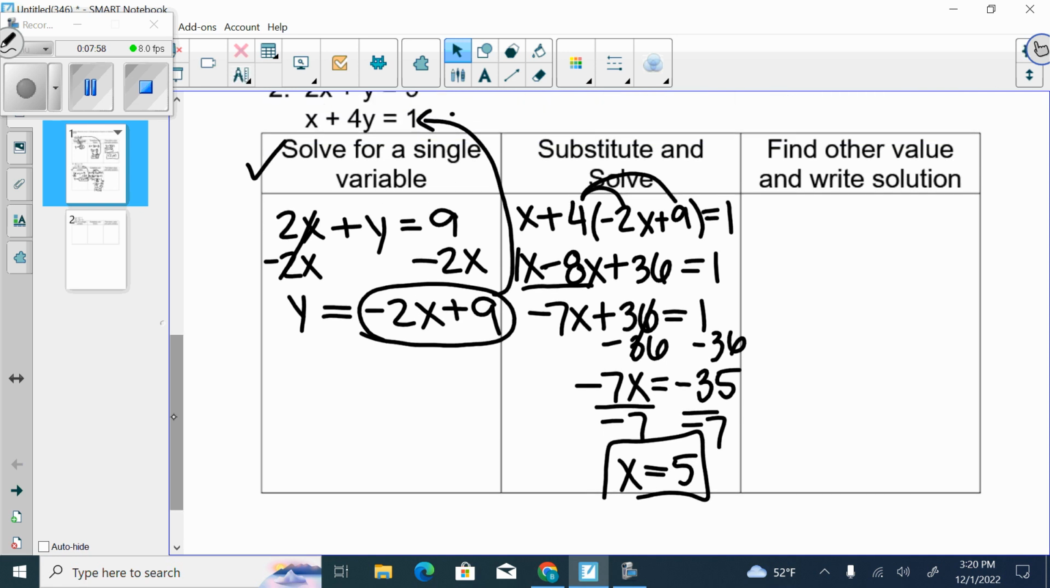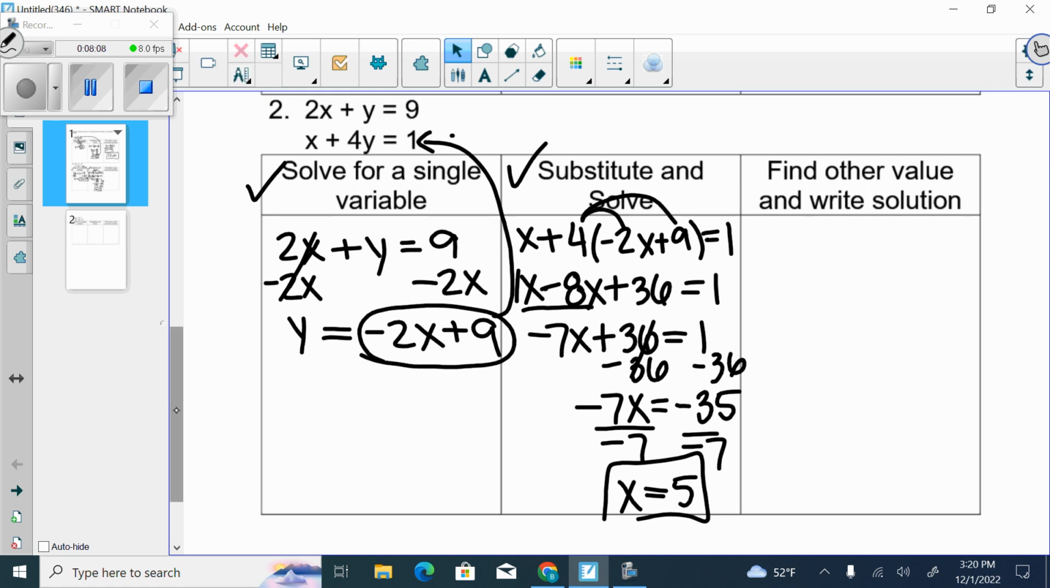Then it says for our last step, now that we've taken care of this, find the other value and write the solution. So remember, just like we did on the last one, now that I know what x is, I can take it and plug it in to one of those original equations. Okay? It doesn't matter which one. You can use the top or the bottom, whichever one you prefer. So let's say we use the top one.